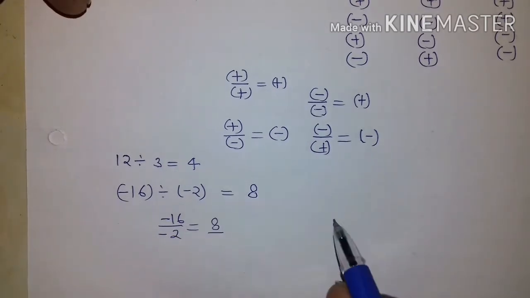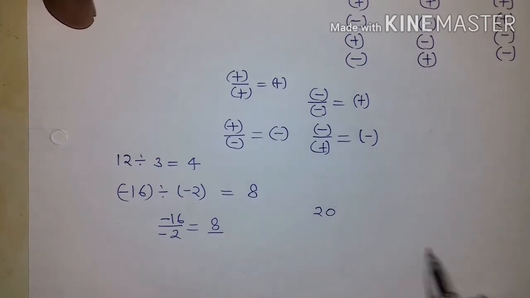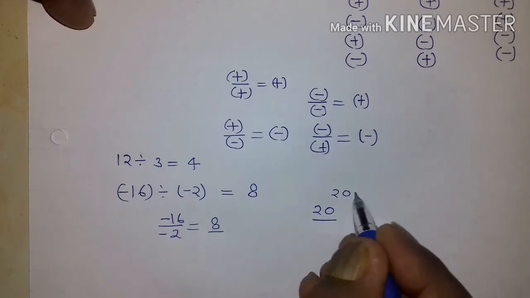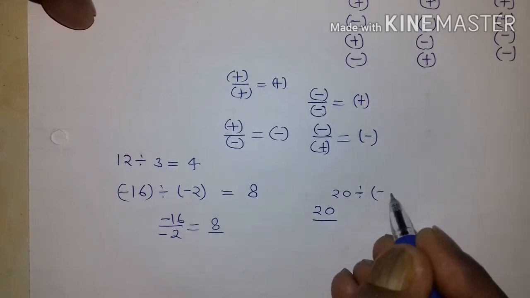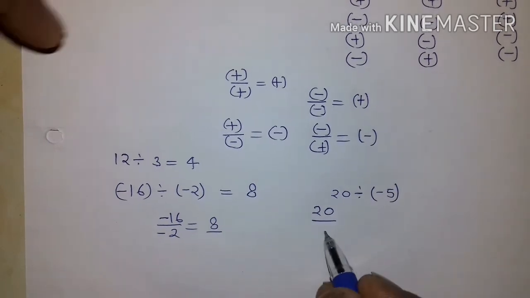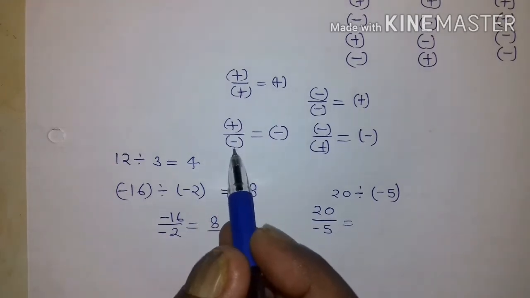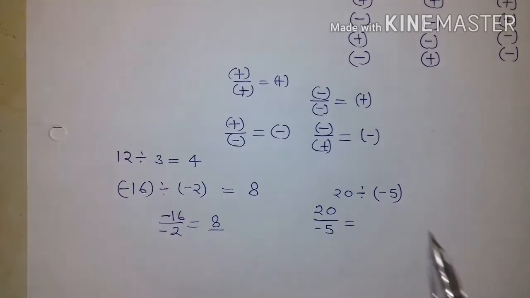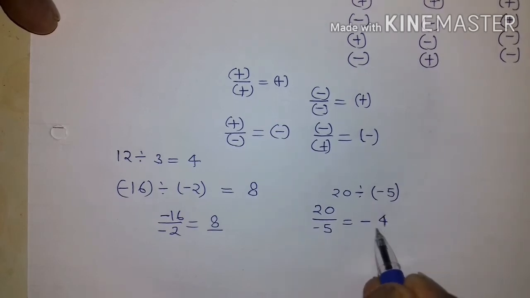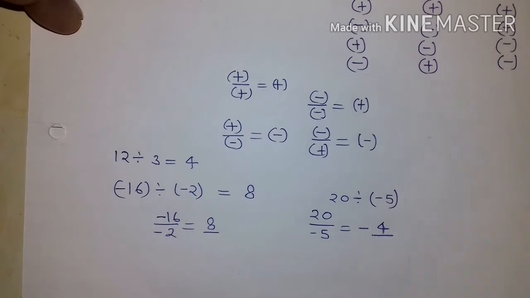Now we take one positive. Suppose we take 20 divided by minus 5. Positive divided by negative. What is the answer? Positive divided by negative, the answer will be negative. Minus 5 times 4 is 20. The quotient is equal to minus 4.